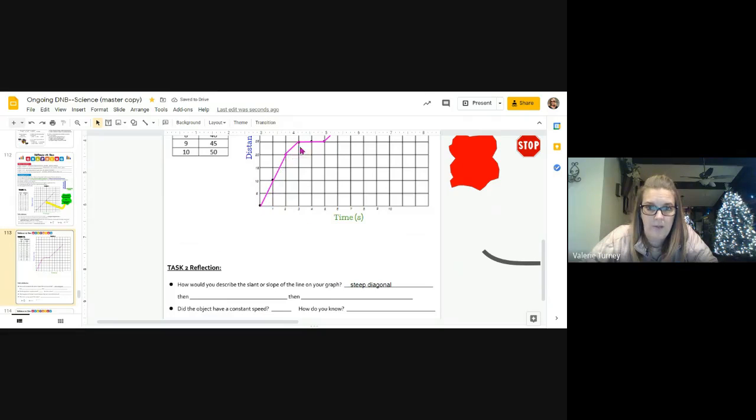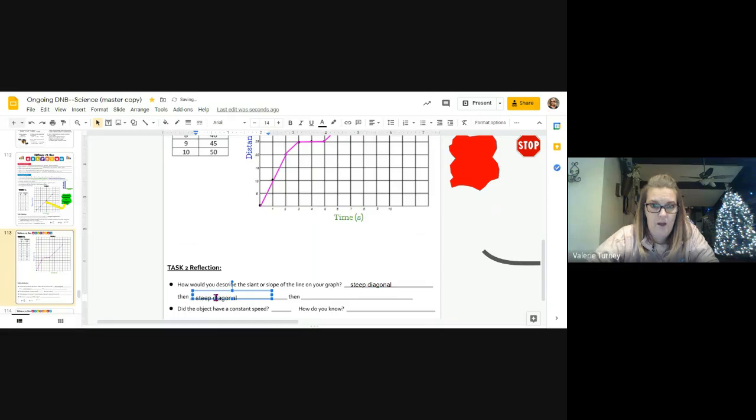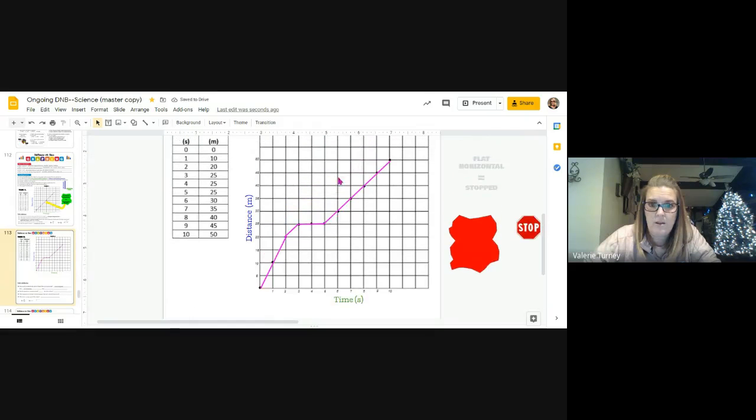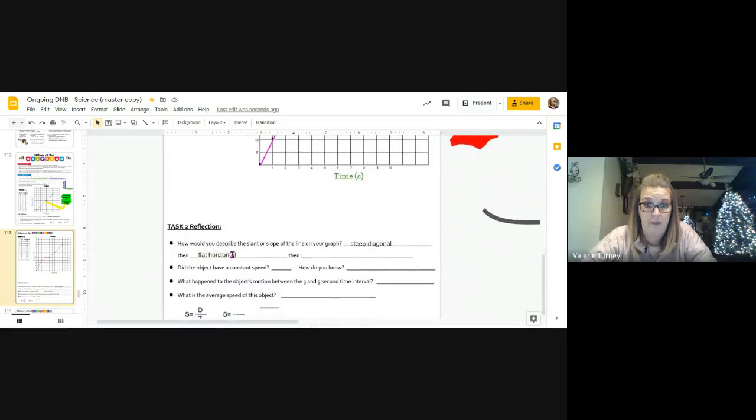Which is this area right there. But then what happens right there? Check that out. What kind of line is that? That's a flat horizontal line. It's a straight, flat, horizontal line across. So we've got a steep diagonal, then we've got a flat horizontal. And then this one right here would be just a straight diagonal line, that perfect straight diagonal line like we saw on the very first graph that we did.